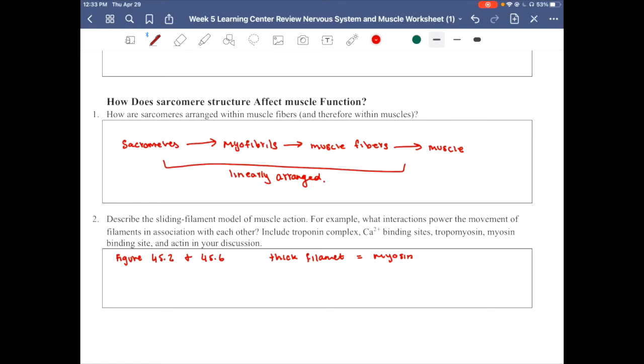And at rest, tropomyosin strands block myosin from binding to actin, and an action potential in the sarcoplasmic reticulum and T tubules causes the release of calcium. And then the calcium is going to bind on the troponin, which is on the tropomyosin, and that's going to change their shape. And once the shape changes, the myosin can bind to actin.